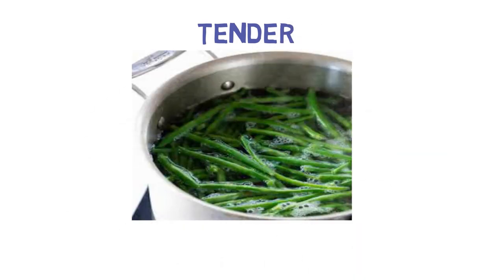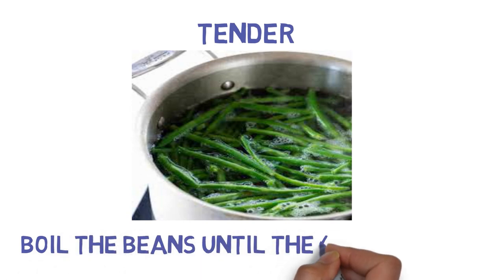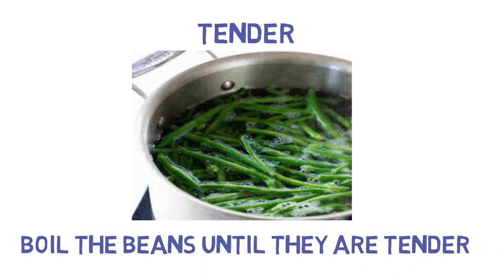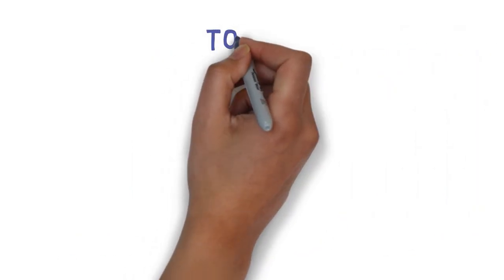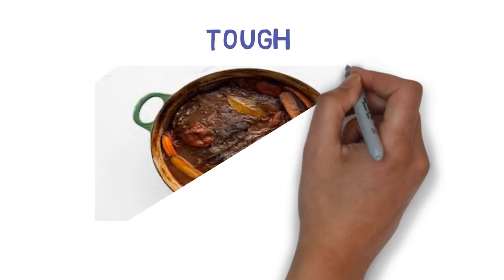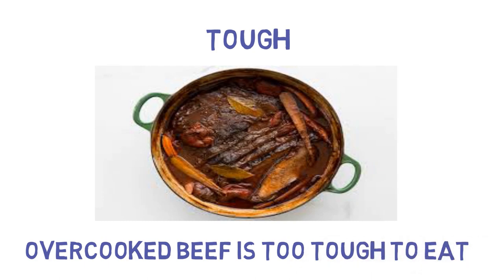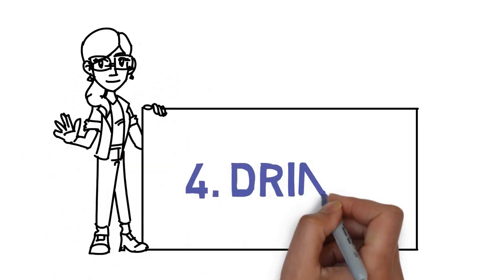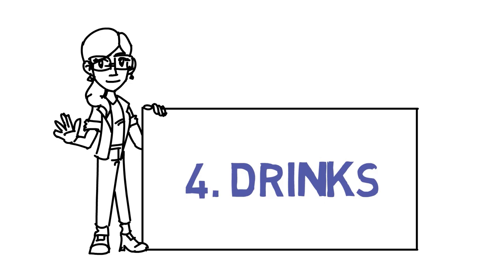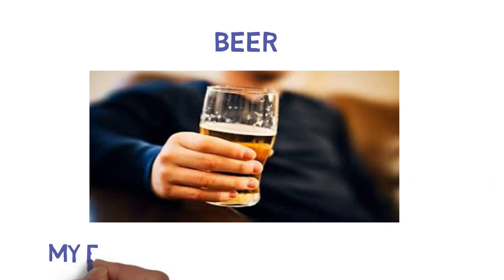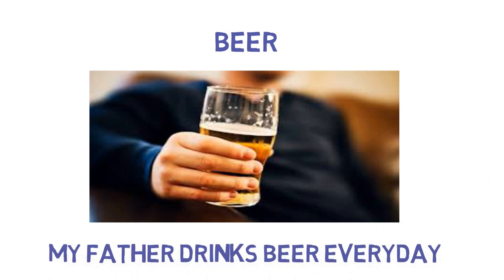Tender. Boil the beans until they are tender. Tough. Overcooked beef is too tough to eat. Four, drinks. Beer. My father drinks beer every day.